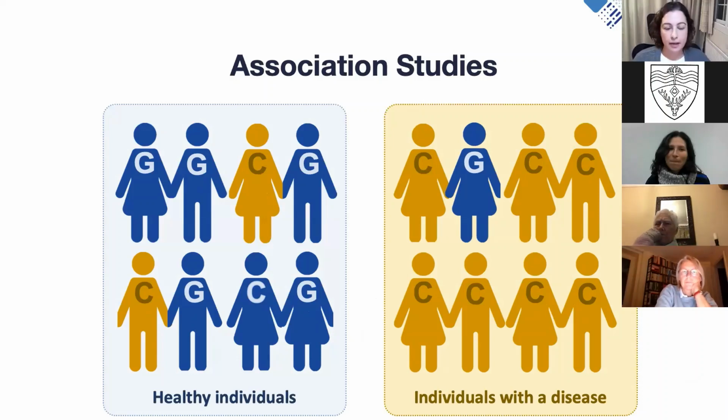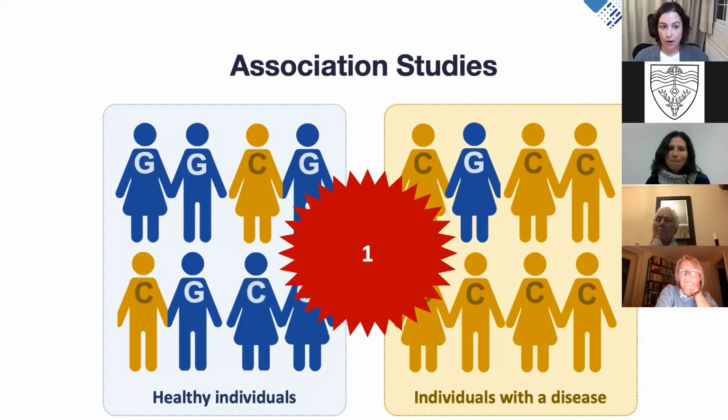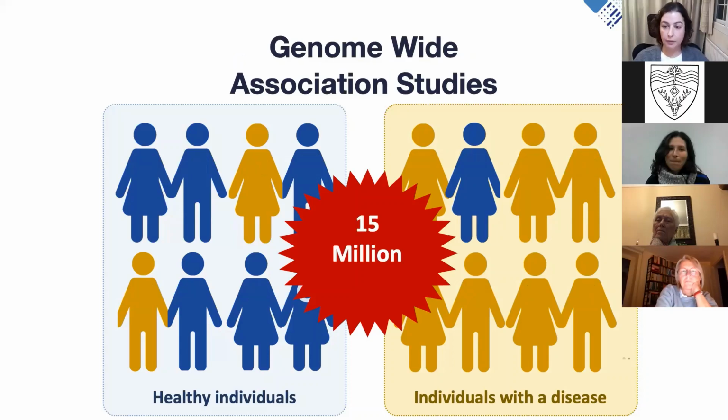The main issue here is that maybe just by chance, if I allocate these individuals to different groups, sometimes I might observe that there is a difference. So the idea is that you use some mathematical modeling to see that this difference in the frequency is larger than what we would expect just by chance. And in this case, I'm showing just one polymorphism, but in reality, we are working with around 15 million, these days around 50 million variants, 50 million polymorphisms.